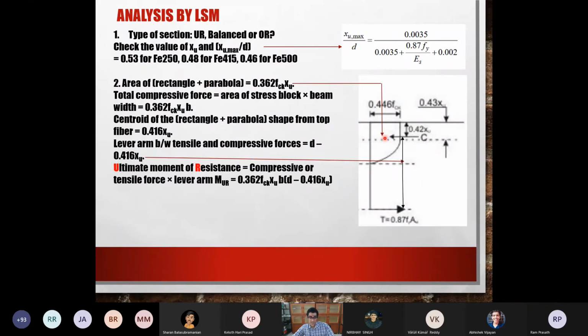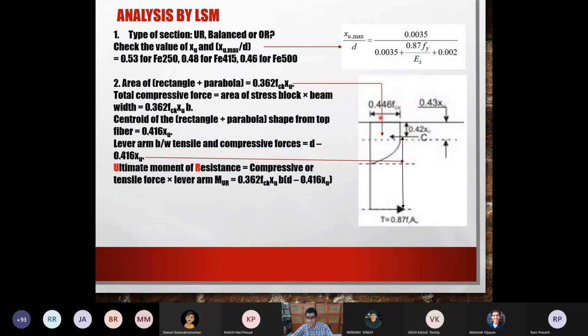So basically, no, I have not shown the whole thing. But if you want, you can look at the book. You will know how this number comes. Basically, it is the area of this whole shape. Here to here is XU, from this line to this dashed line, which is the neutral axis.